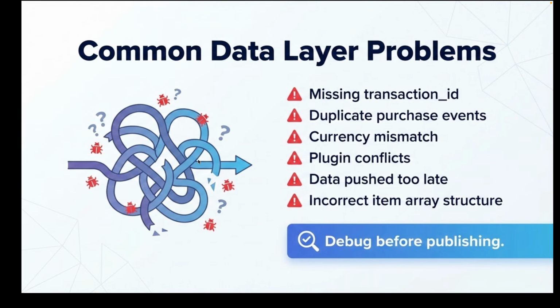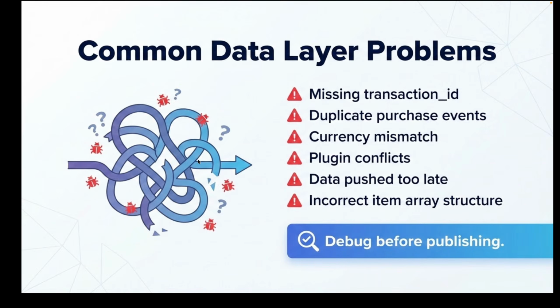And sometimes there is an incorrect item array structure. Let's say you have a weird structure, like you have a t-shirt add to cart, but the structure of that event is not well maintained. It's missing the size, it's missing the price, or it's not being built as it's supposed to. So all the time, you have to debug before publishing, before rolling out a new website version from your development team. You need to go through your data layers and make sure that everything is well maintained.